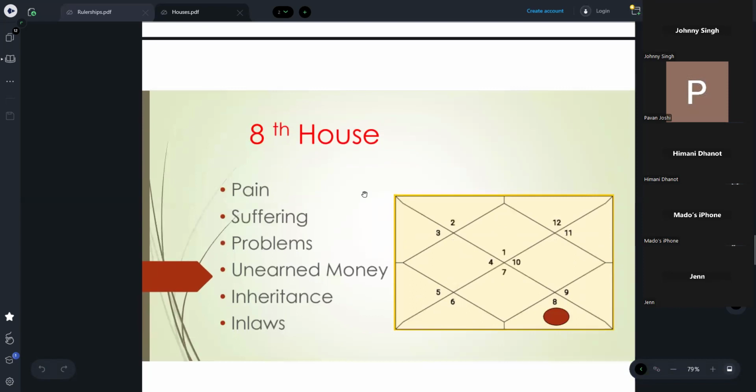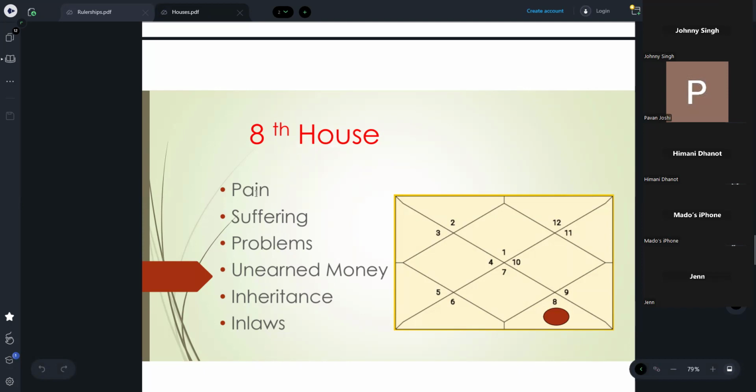So, as we had discussed, three houses are the least liked houses because they are painful houses: 6, 8, and 12. This is the second most disliked house. Okay. I'll tell you why. And we're going to wrap up after this slide and continue next time.